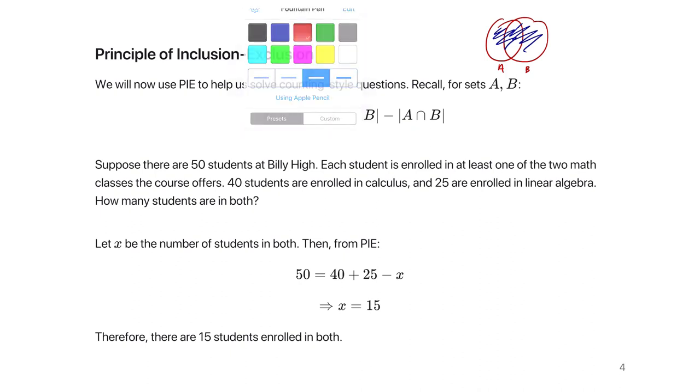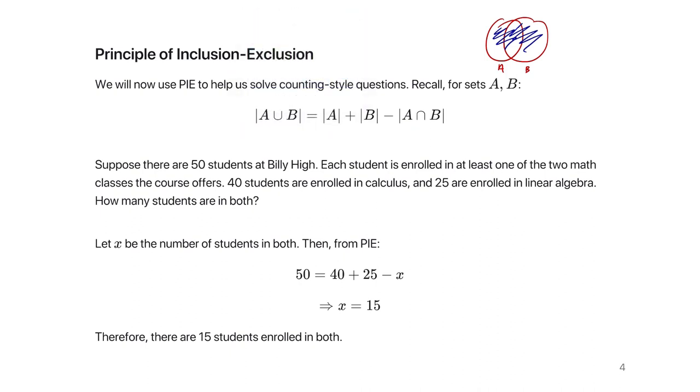And we didn't really use this for any counting style questions at the beginning of the course, because we weren't really talking about counting, but now we can use the principle of inclusion exclusion for slightly different problems. Okay, so suppose there are 50 students at Billy High. Each student is enrolled in one of these two math classes, or at least one of these two math classes, right? And suppose there's 40 students in Calc, 25 in linear algebra. How many are in both? Well, we're told that there are 50 students in total, right?